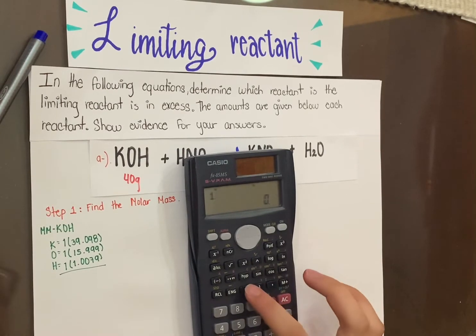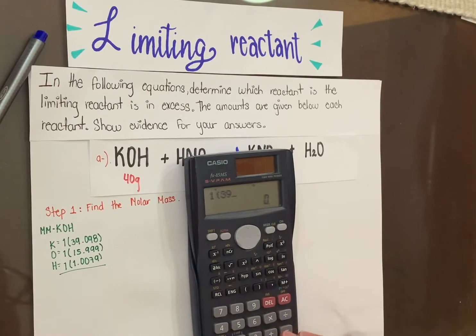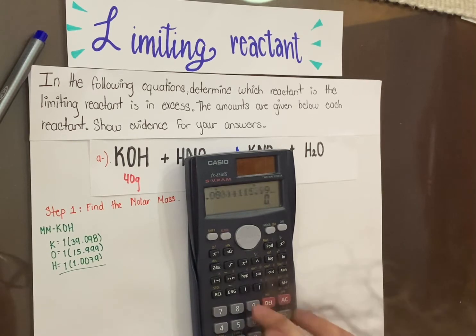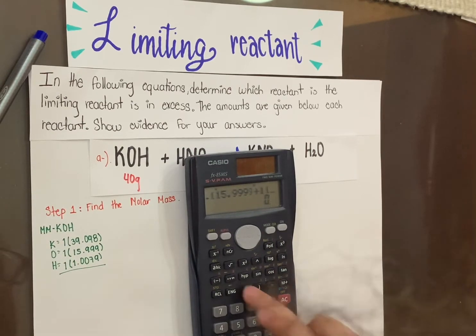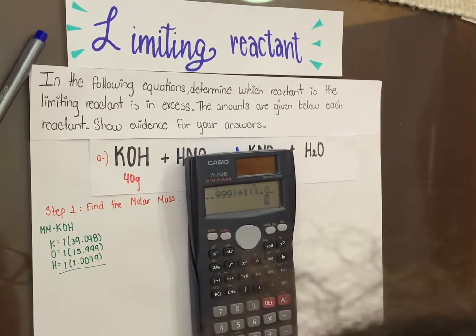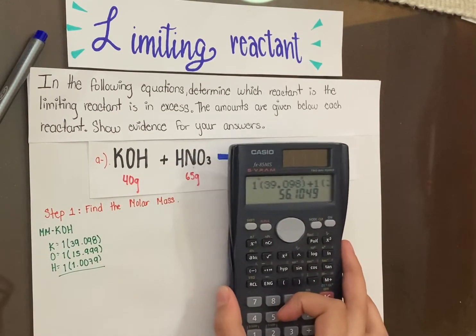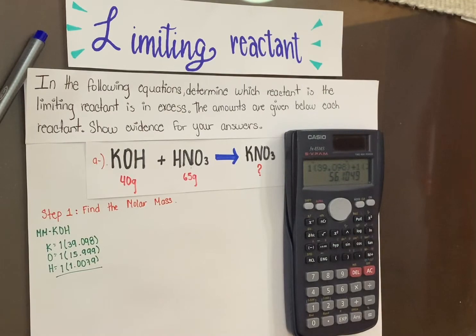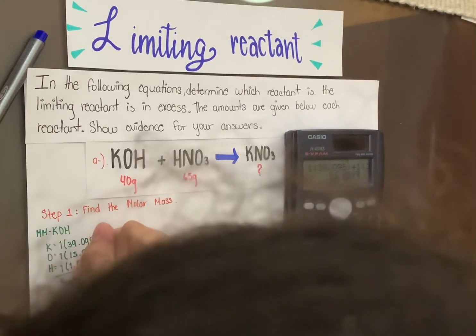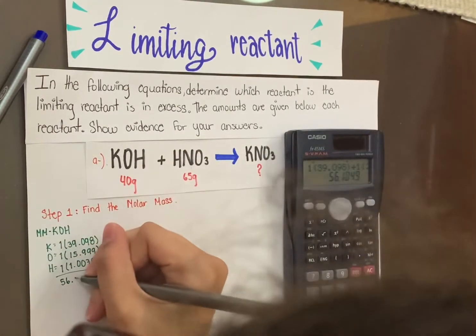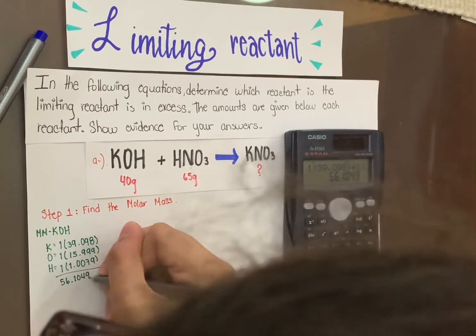So it's potassium 39.098 plus 1 and oxygen, that is 15.999. In this case I won't round it. And then finally is 1.00789. This will give me 56.1049. So see, 56.1049.